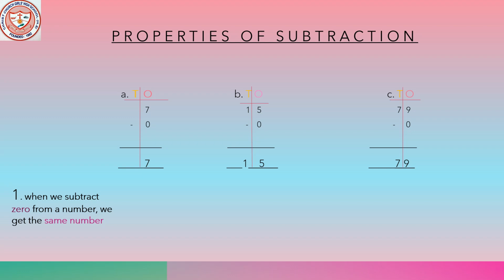Zero property of subtraction, and that is when we subtract 0 from a number, we get the same number, as you can see in the picture. See, 7 minus 0, and the difference is 7. 15 minus 0, 15. 79 minus 0, 79. So, when we subtract 0 from a number, we get the same number.